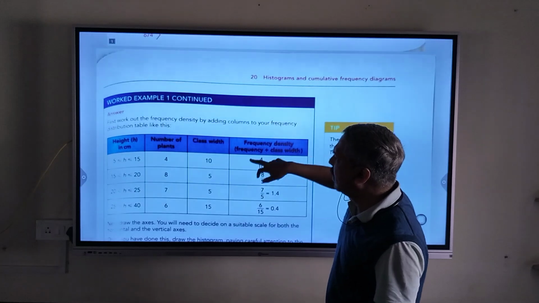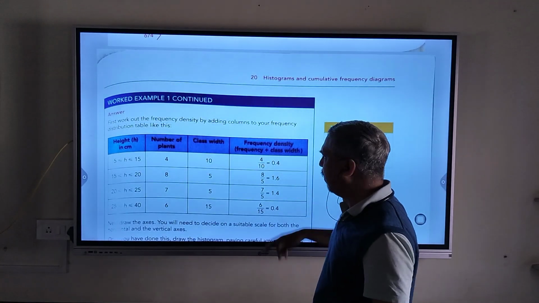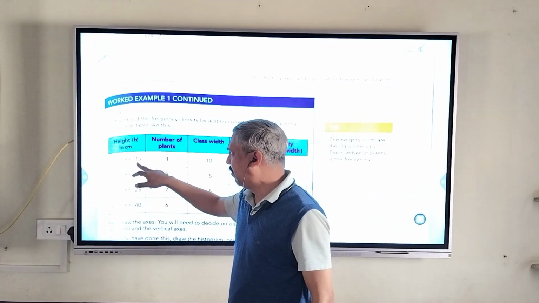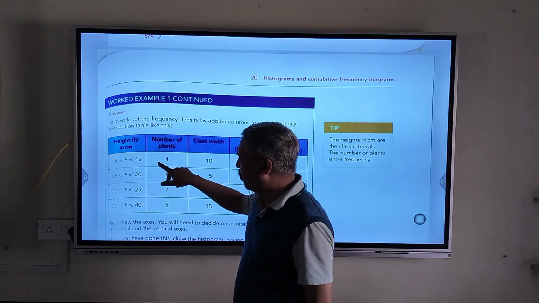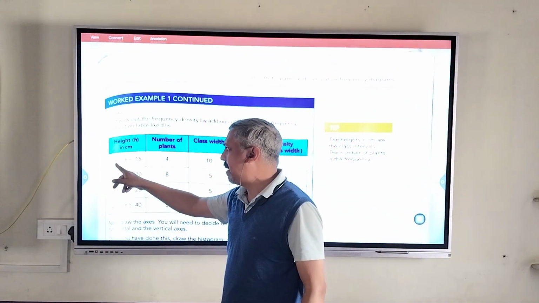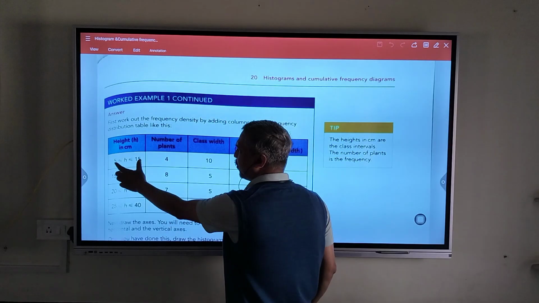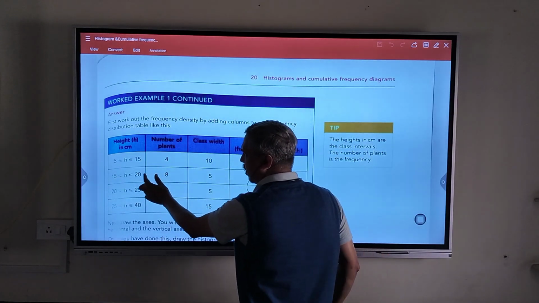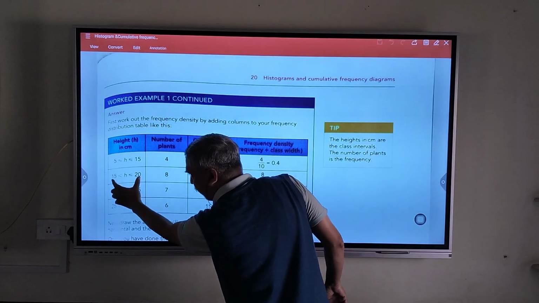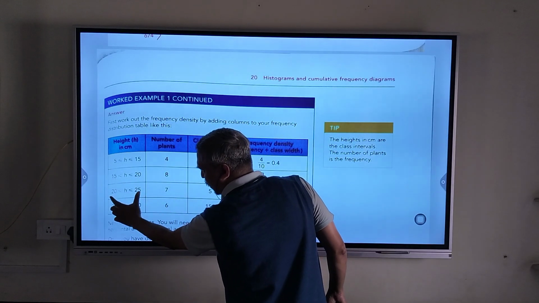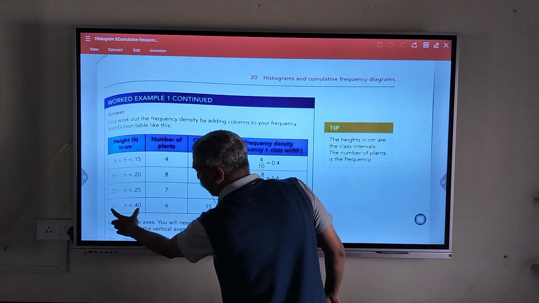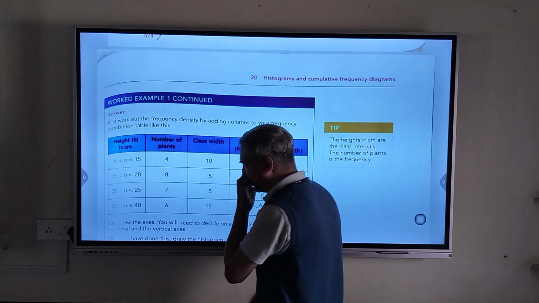Now let's convert this into frequency density and then we'll plot the appropriate histogram. For 5 to 15 the number of plants is 4 and the class width, upper limit minus lower limit, 15 minus 5, is 10. The number of plants is 8 for the second class and the class width is 5. The class width is 5 again and the number of plants is 7. And the class width here is 15 and the number of plants is 6.